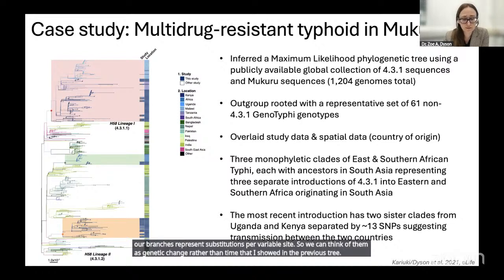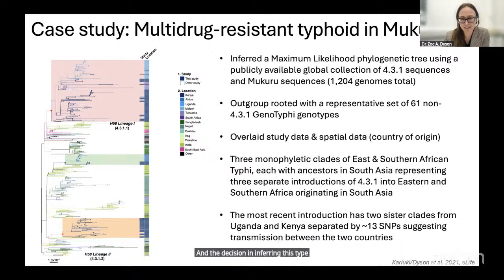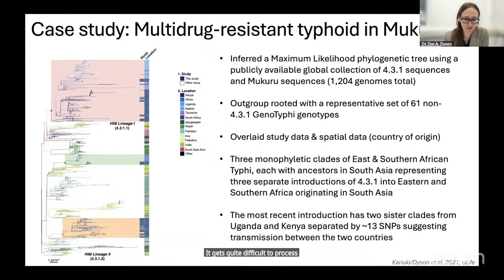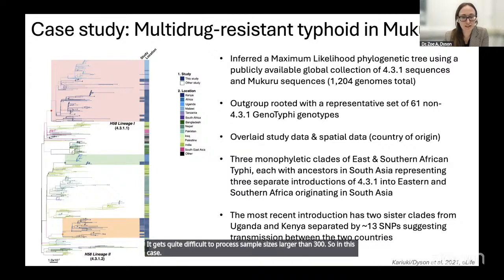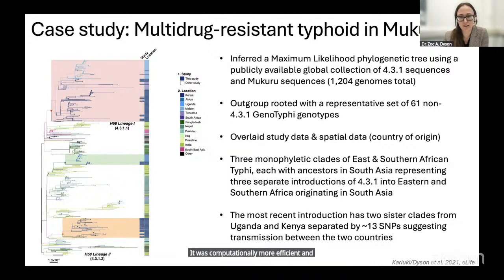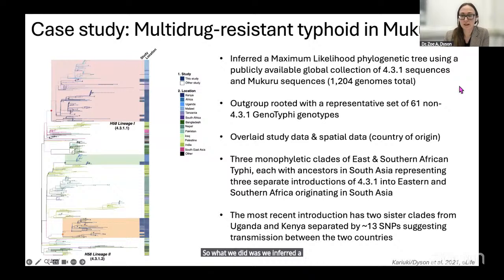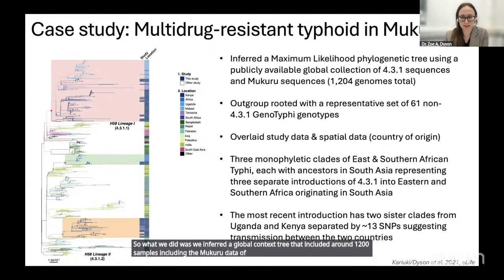A decision in inferring this type of tree in this scenario was that with the techniques we had available at the time, i.e. the software BEAST, it gets quite difficult to process sample sizes larger than 300. So in this case, it was computationally more efficient and tractable to infer this maximum likelihood style of tree. So we inferred a global context tree that included around 1,200 samples, including the Mukuru data and genotype 4.3.1 isolates previously published and in the public domain.